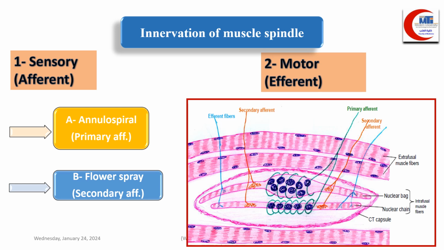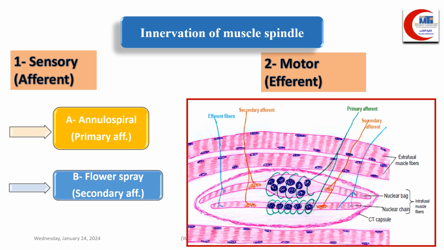But these afferent nerve fibers have other names also. The primary afferent nerve fiber is known as annulospiral, because on the diagram here we can see that it makes a spiral pathway around the central part of the nuclear bag and the nuclear chain. As regards the second type, the secondary afferent nerve fiber, it is called the flower spray. Flower spray is present on both sides of the primary afferent nerve fiber, or annulospiral nerve fiber, and on both sides of the non-contractile portion.